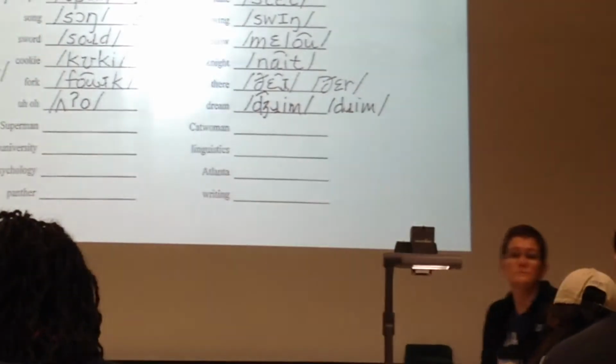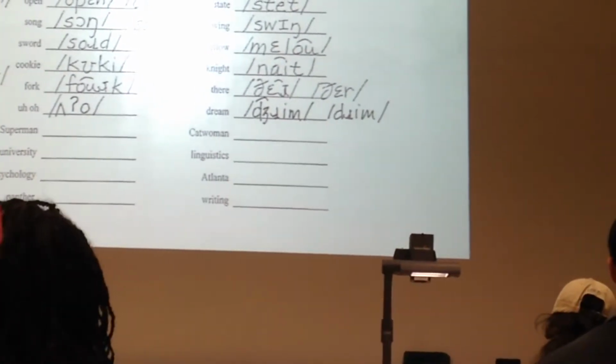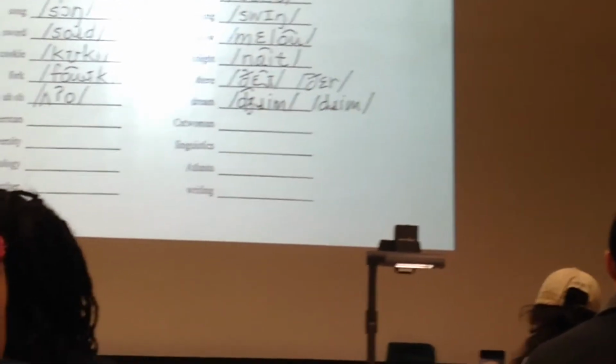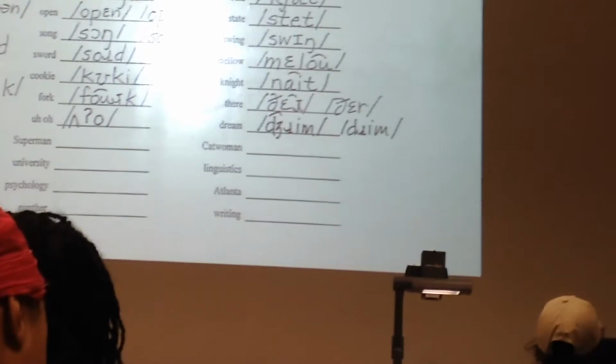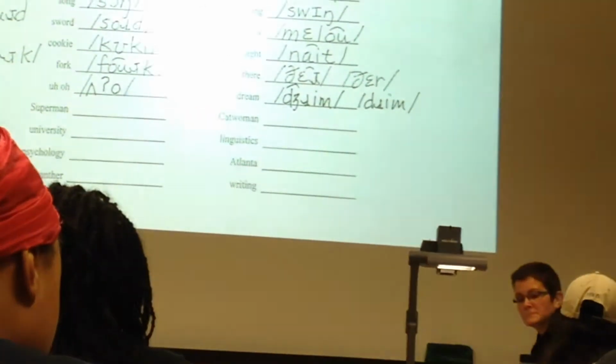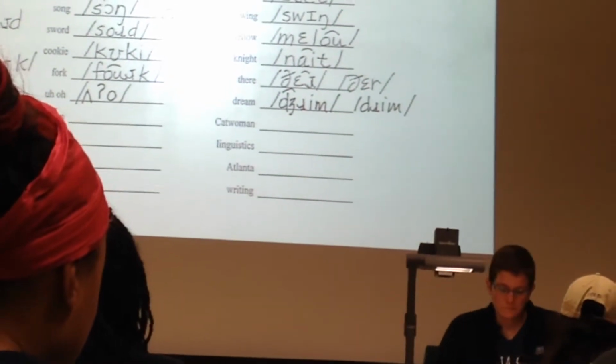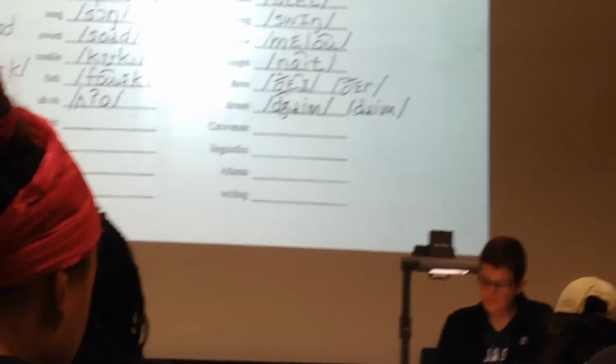On the quiz, are we going to have this? On the quiz, you can make a note card and put whatever you want on it. Put whatever you think you need for the symbols. Okay.